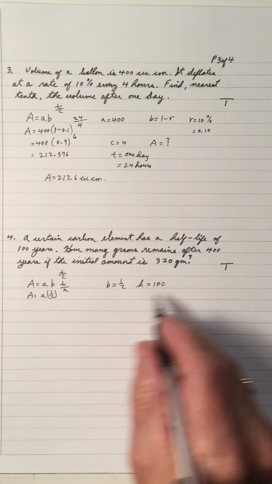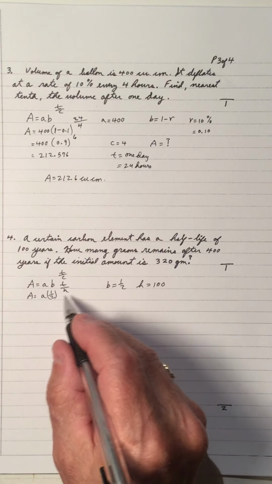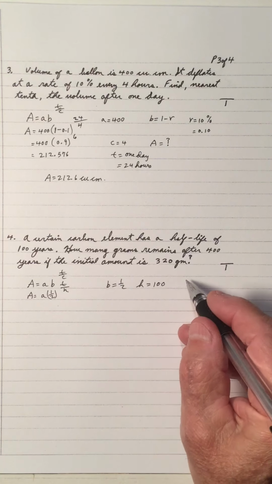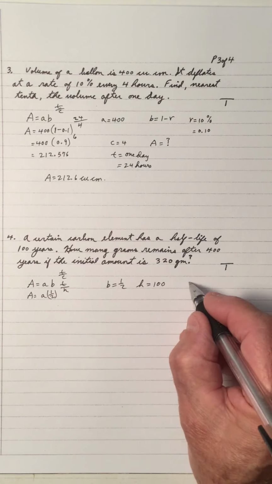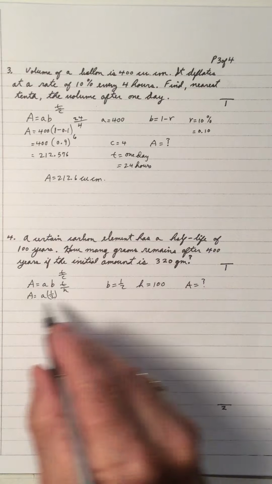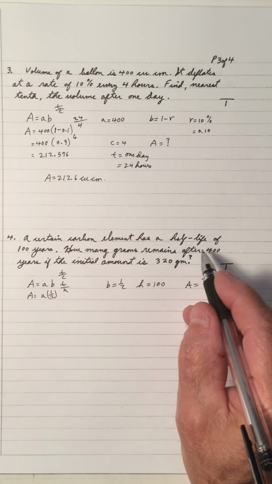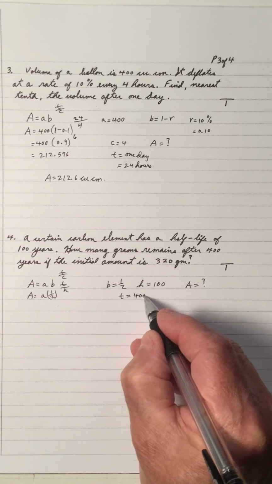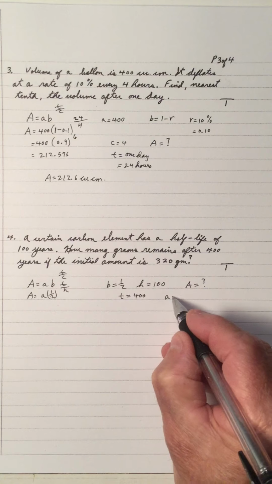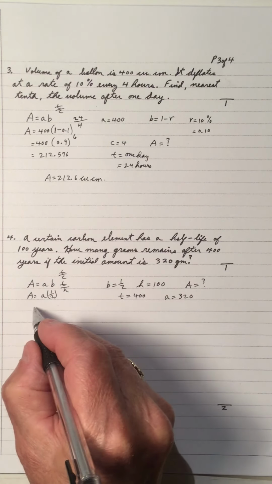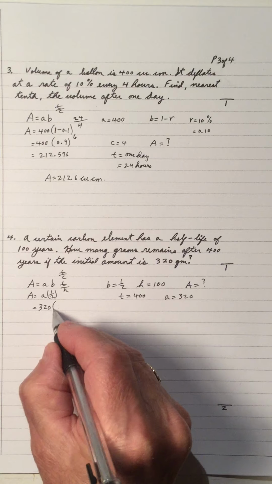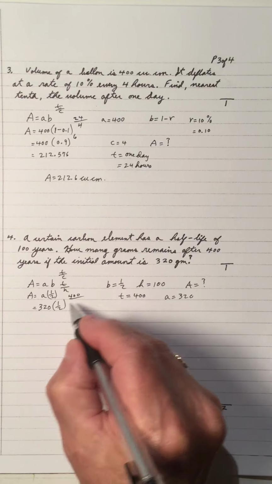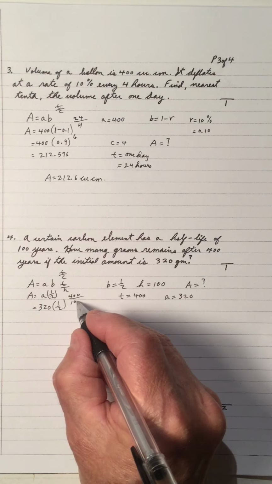So let's continue. We have a half. We have H. I'll fill that in after. How many grams remain? So that means we're looking for the large A, which is on the left side. And we remain after 400 years, so the time is 400 years. If the initial amount is 320, so let's fill it in. We got 320. The base is a half. We have 400 years as the time. The half-life is 100 years.